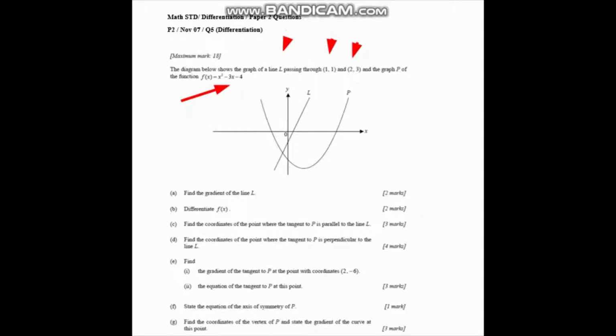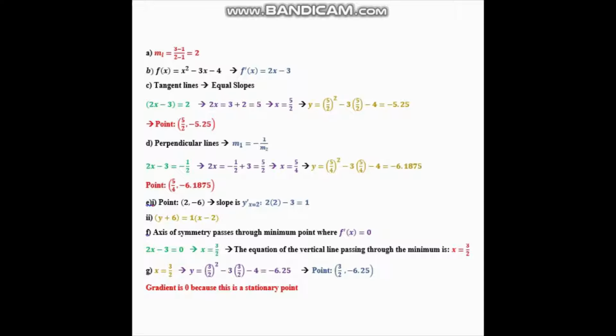In question A, you are required to find the gradient of the line L. This has nothing to do with differentiation. You have 2 points, so you shall just use the equation of the slope, which is y2 minus y1 over x2 minus x1. So there is my equation, and the answer is 2.